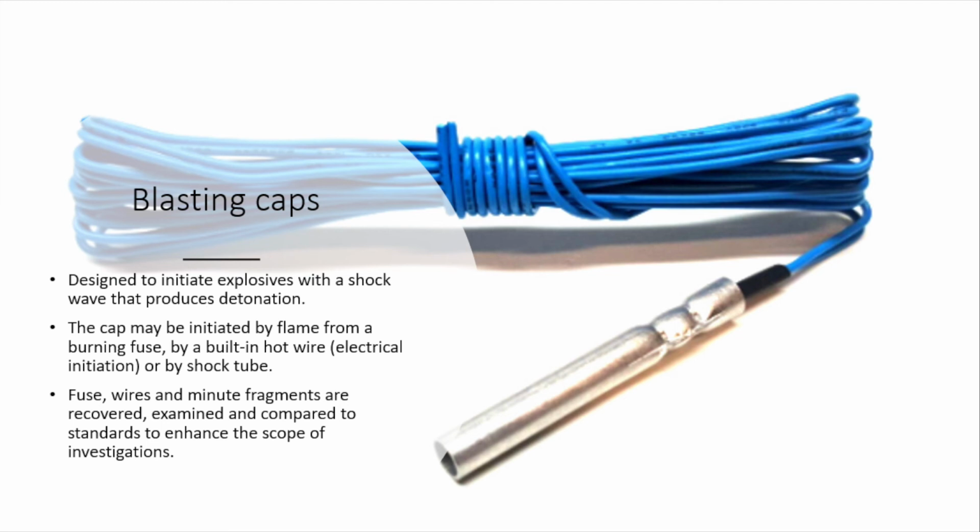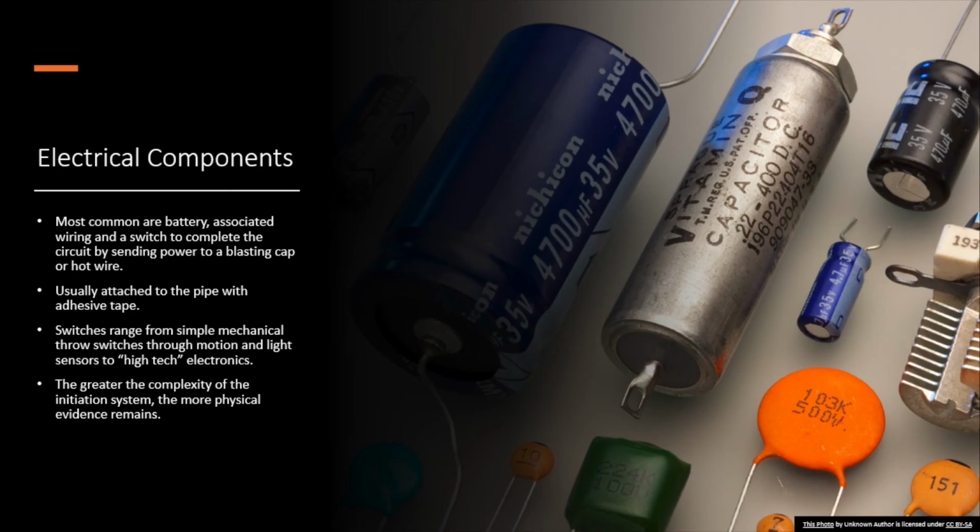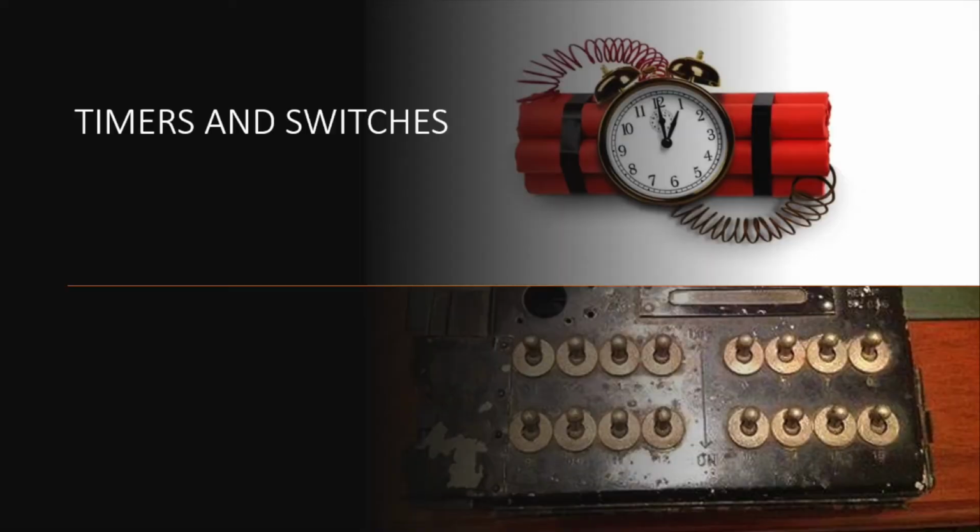In electrical components, the most common are the battery, associated wiring, and a switch to complete the circuit by sending power to a blasting cap or hot wire. It is usually attached to the pipe with adhesive tape. Switches range from simple mechanical throw switches through motion and light sensors to high-tech electronics. The greater the complexity of the initiation system, the more physical evidence remains.